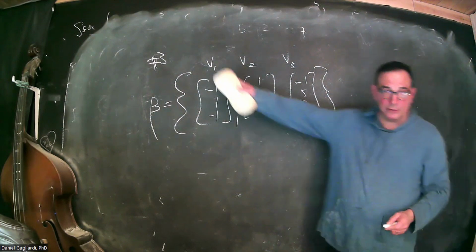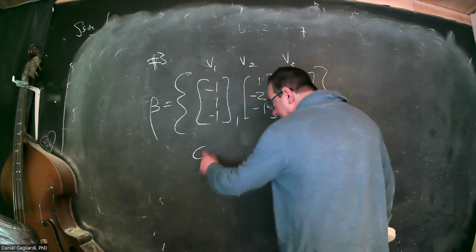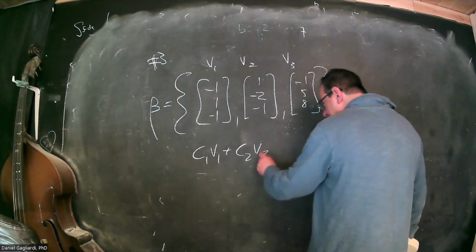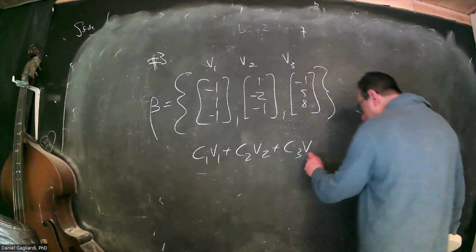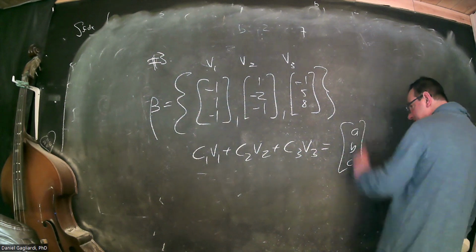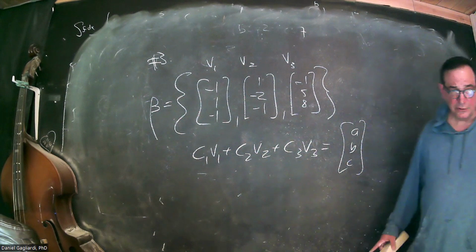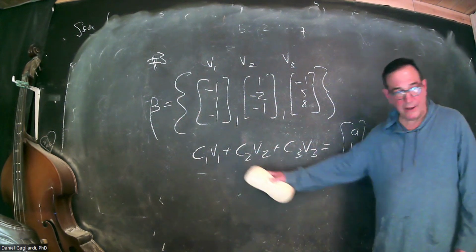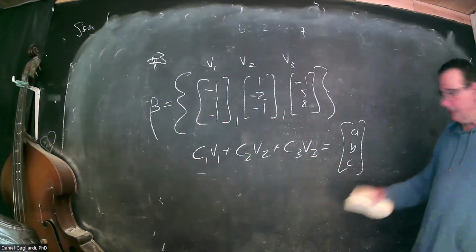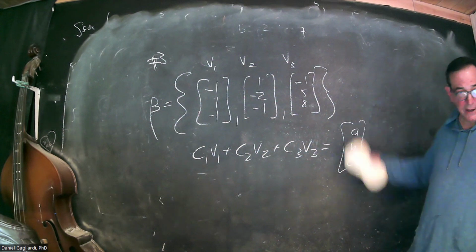But if I call these vectors V1, V2, and V3, and then take a linear combination C1V1 + C2V2 + C3V3 equal to any vector A, B, C, you see what we would have to do, and we're going to do this in two-dimensional space in a moment, is find formulas for C1, C2, and C3 based on the entries of the vector A, B, C.